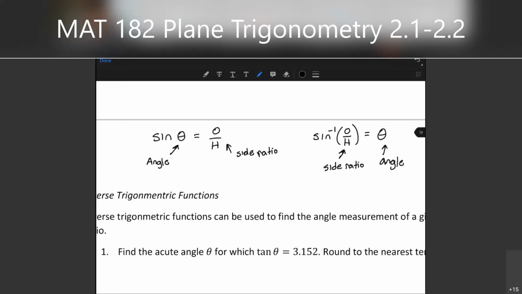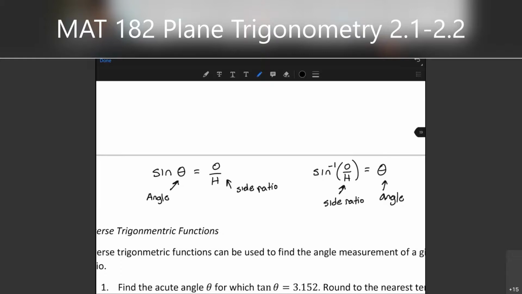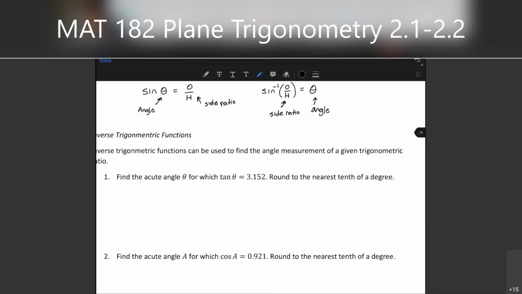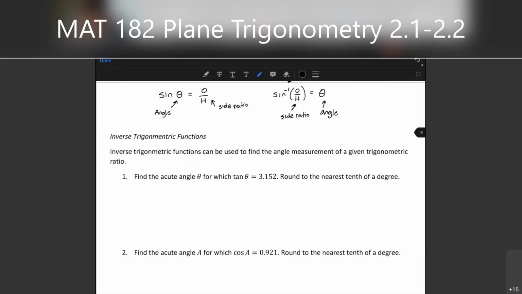Another way you could write an inverse function, you'll see this in our notes later on also, is arc sine or arc cosine. That naming scheme is the same thing as sine inverse or cosine inverse. We'll get to that, but those two things would be the same. All right, let's jump into this first example, and then we'll get to the rest as we go.